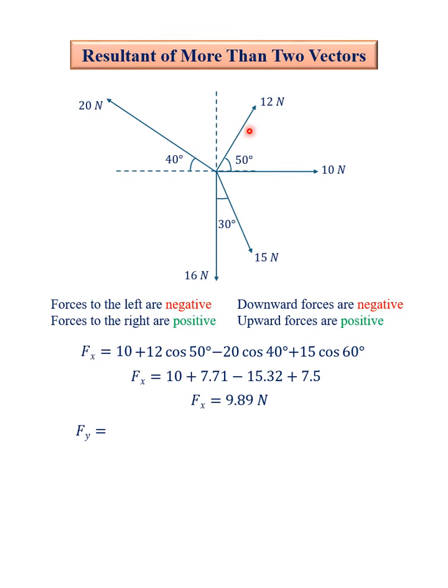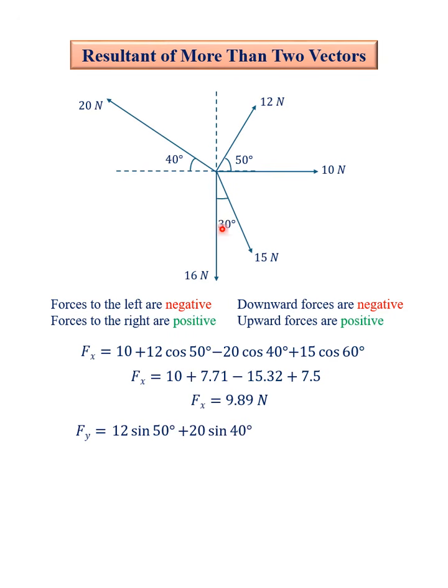So we omit 10 and we'll go to 12. To the vertical, we have this is the vertical, and that is the opposite side of the triangle. Opposite over hypotenuse is sine, so this becomes 12 sine 50. It is positive because the vertical component is in the upward direction, and upward forces are positive. For the 20 Newton force, the vertical component is also upward, so it's going to be positive. So we have positive 20 sine 40.